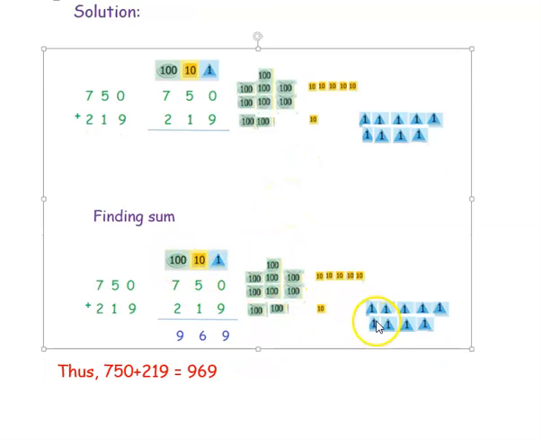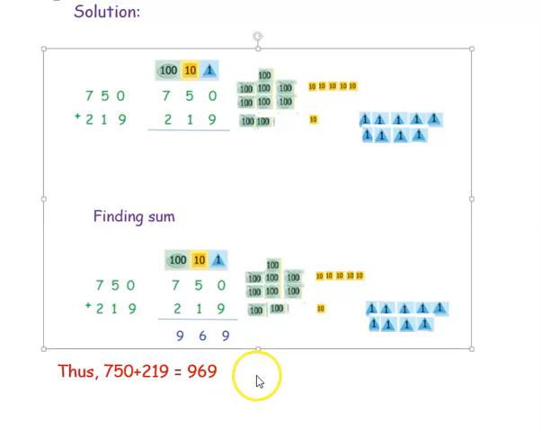Now we will count the number of ones: 1, 2, 3, 4, 5, 6, 7, 8, 9. Since it's less than 10, we are going to write the number as such. So 0 and 9 in the ones column, if you add them, you get 9. Now we will count tens: 1, 2, 3, 4, 5, 6 tens, so I have written 6 in the tens column. Now we will count hundreds: 1, 2, 3, 4, 5, 6, 7, 8, 9, 9 hundreds. So thus 750 plus 219 we will get 969.